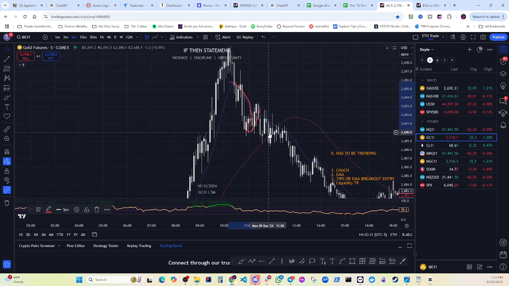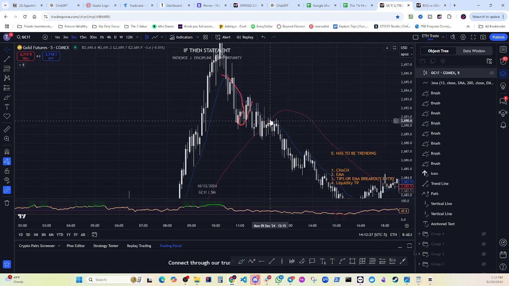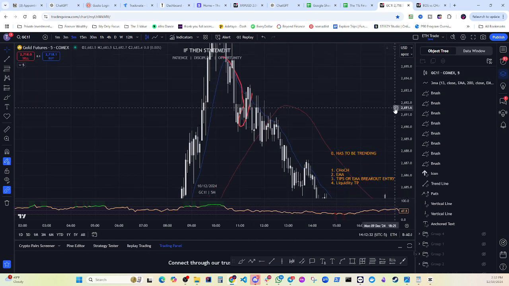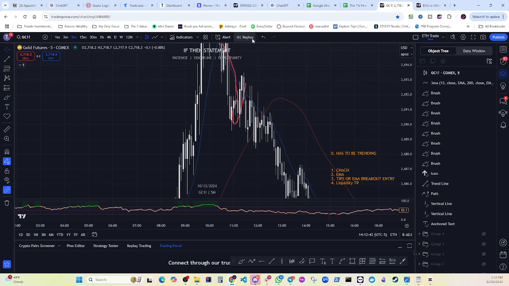Why? Because for us to sell, we need the 13 EMA to be below the 50. We need the blue line to be below the red. Now, as you see, it crossed right there, and it came down and it retested that line. At that point, you see how it didn't close above that 13? If it did, that's like a B, like a C plus setup. I'm looking for an A plus.